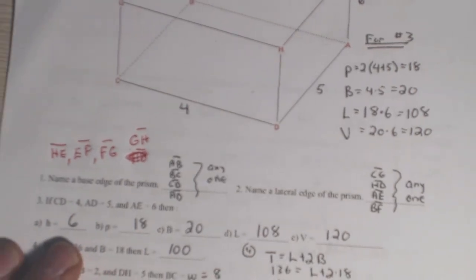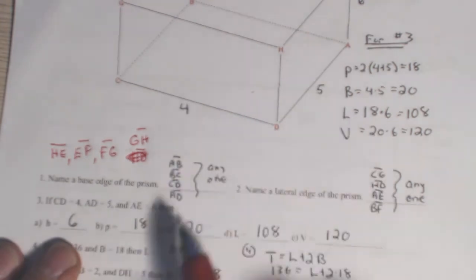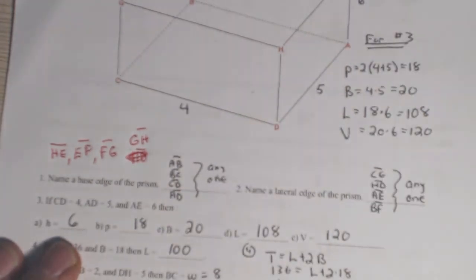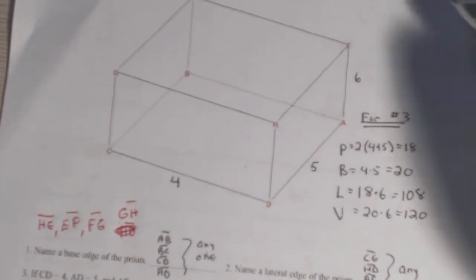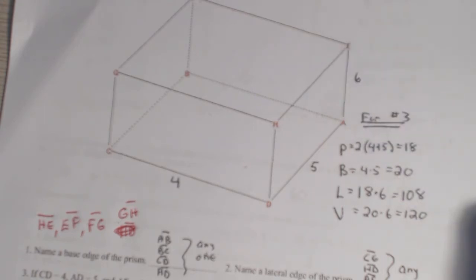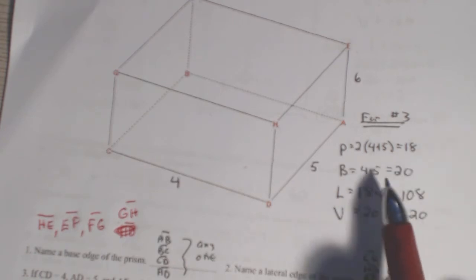Okay, on number 3, I'm giving you some values that CD is 4. I've marked it on the diagram there. AD is 5, and AE would be 6. And we want the perimeter of the base. We want the height of the prism, first of all. Well, the height is this 6. The lateral edge length is your height. We want the perimeter of the base, the area of the base, lateral area, and volume. Well, I've got them worked up here.